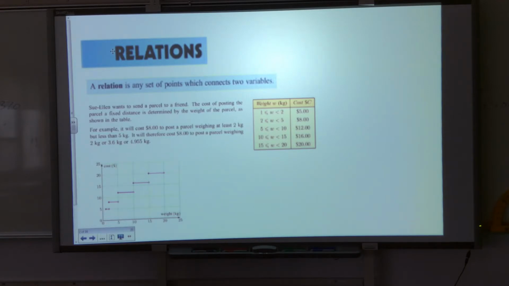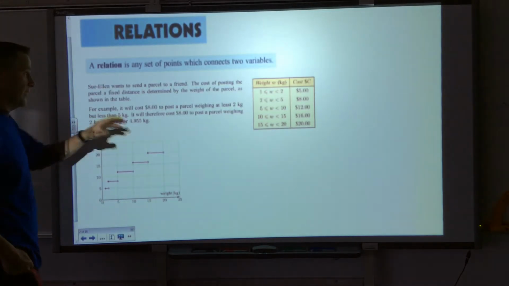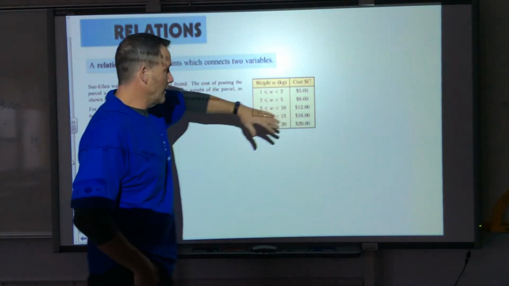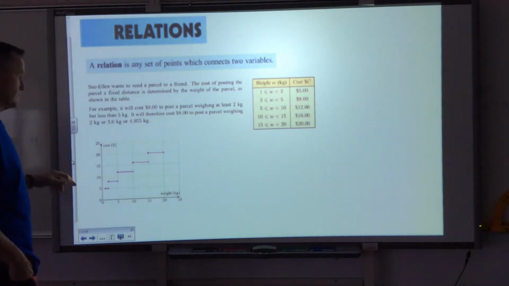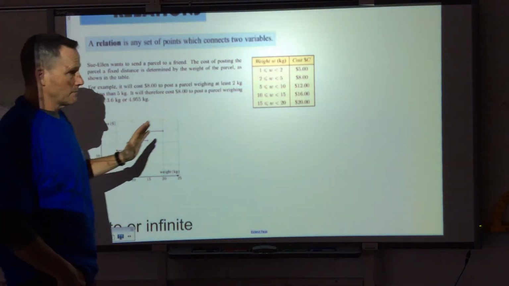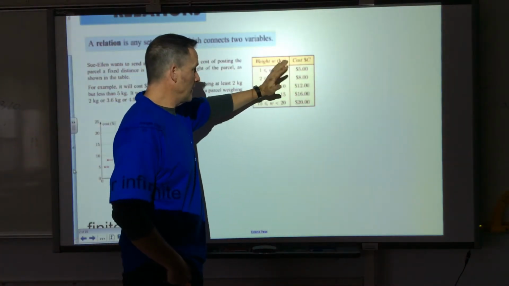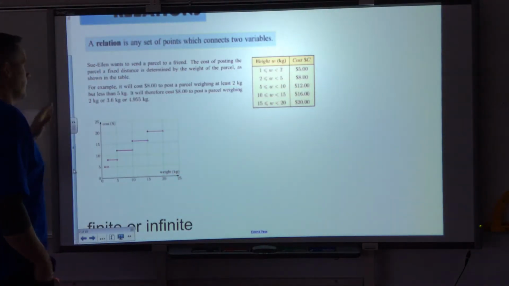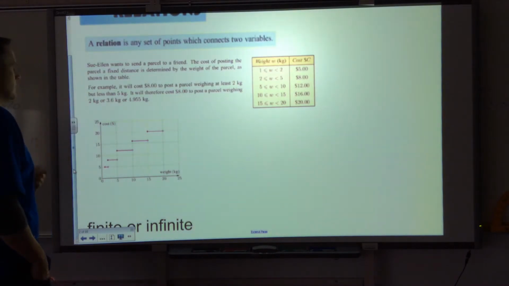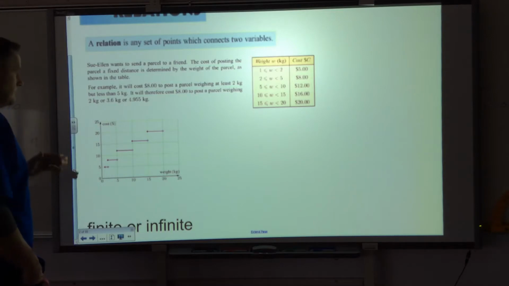The first part of the chapter is talking about relations, and as you get this formal definition, a relation is any set of points which connects two variables. We've got this simple little table of values. The connection is cost based on weight for shipping a parcel. So the cost is connected to weight. That's what the relation is. The cost of posting the parcel, a fixed distance, is determined by the weight of the parcel, as shown in the table. So we've got the table.